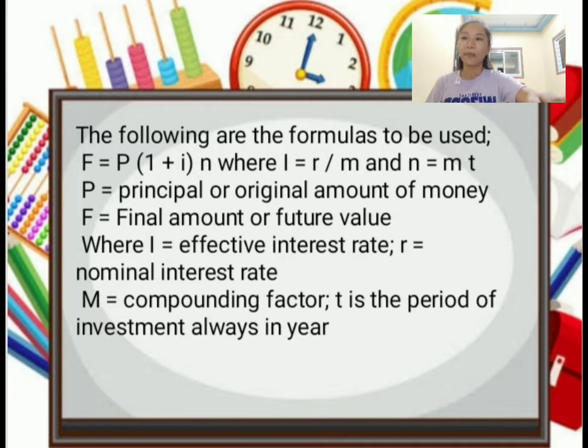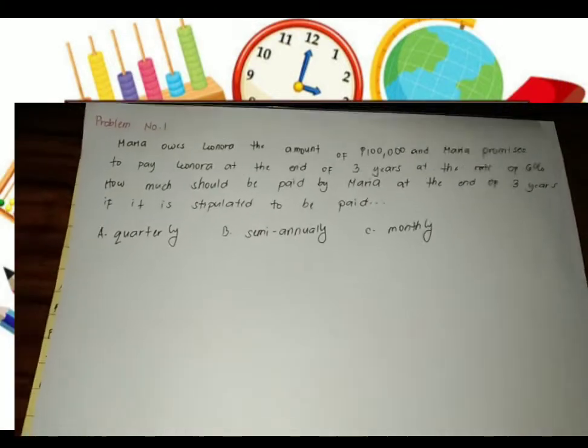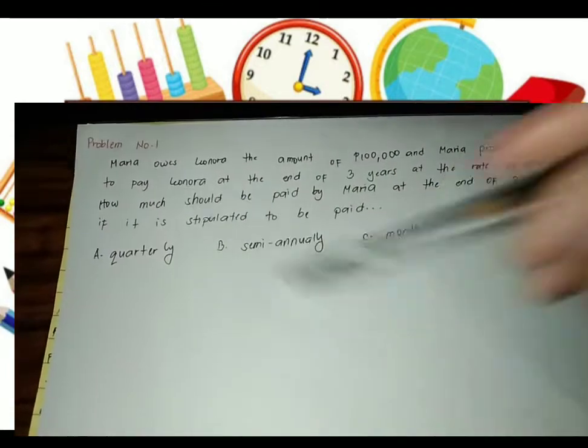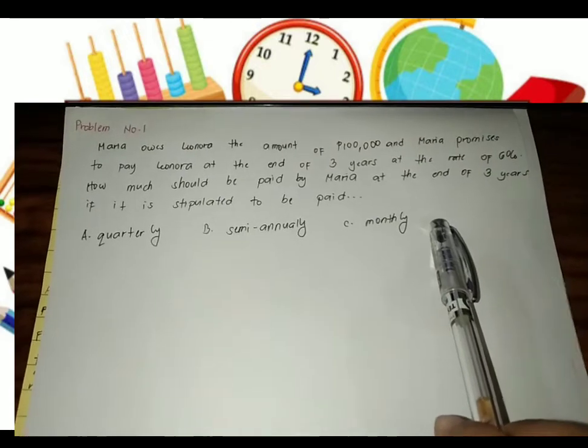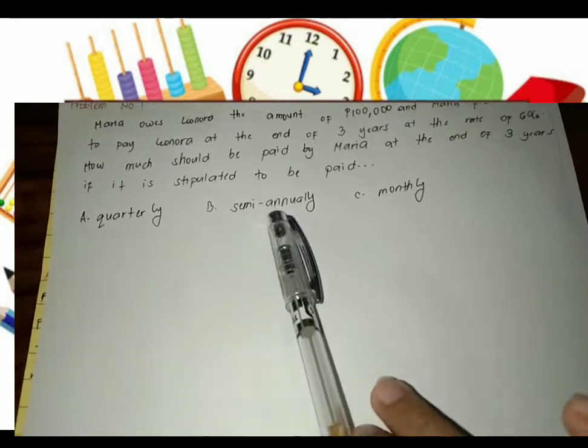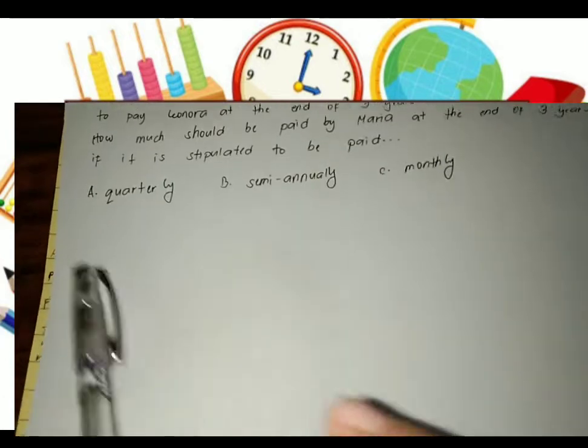T is the period of investment, always in years. So we have problem number 1 and problem number 2 that we are going to solve. I will show to you how to solve the compound interest. So now this is our example, problem number 1 that we are going to solve, that has different compounding times. We have quarterly, semi-annually, and monthly. So we will solve first the quarterly.